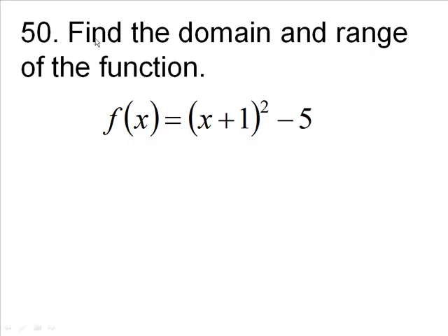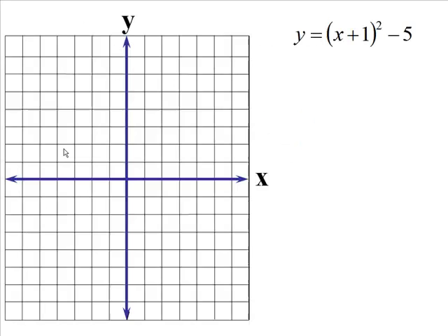Number 50. Find the domain and range of the function f of x, which will be y, right? f of x equals (x plus 1) squared minus 5. Let's get a sheet of graph paper and write y for f of x here. Okay? Now the very first thing we want to do is find the vertex.